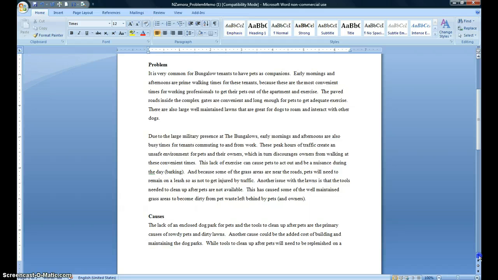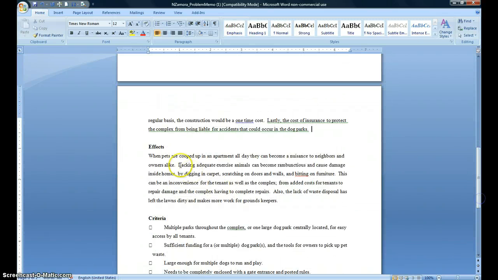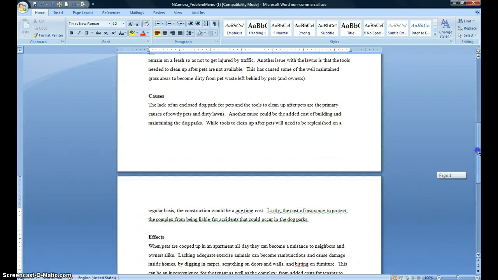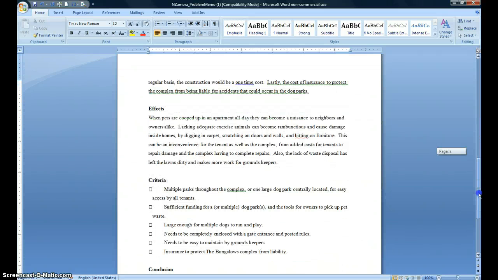Now she moves into the causes section, and you can see that she has about three or four sentences for the causes and four or five for the effects. This is not nearly adequate. She needs to add more detail. She probably needs two or three paragraphs for each cause, and two or three paragraphs for the effects, probably doubling these two sections. Let's look at her criteria.